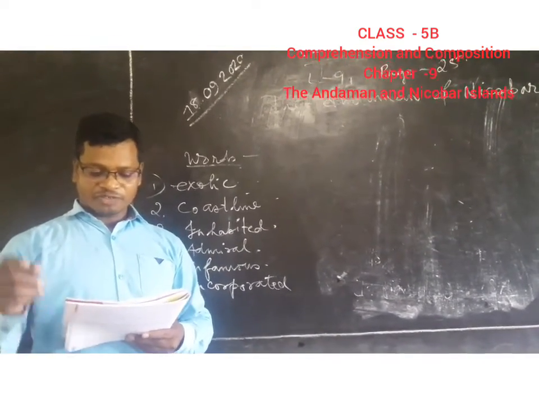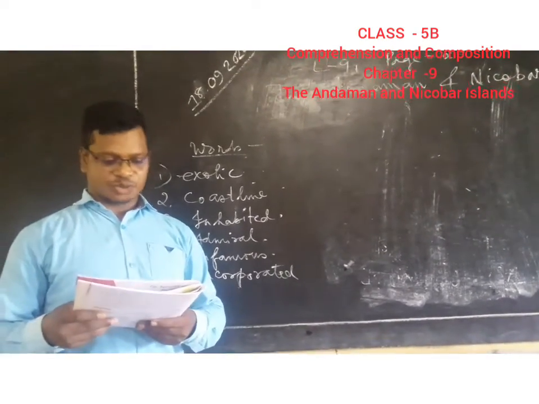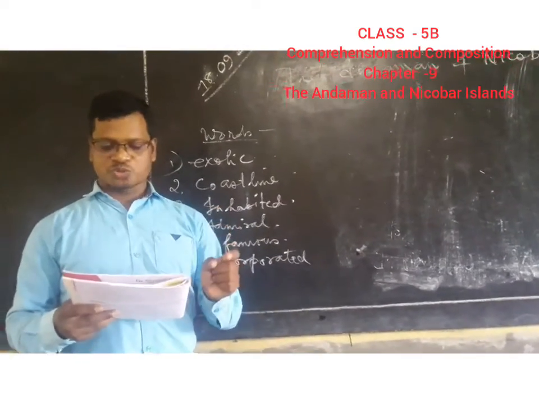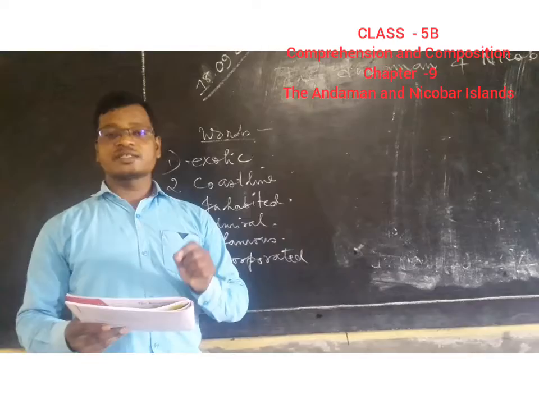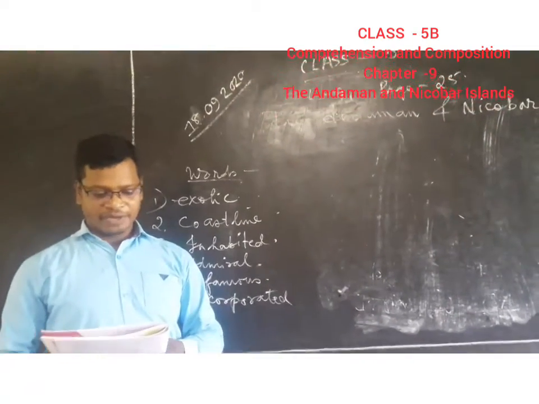The area of the island is about 8,293 square kilometers. The island consists of 2 groups. What are those 2 groups? Just see there. It says Andaman and the Nicobar. The capital of the city is Port Blair.